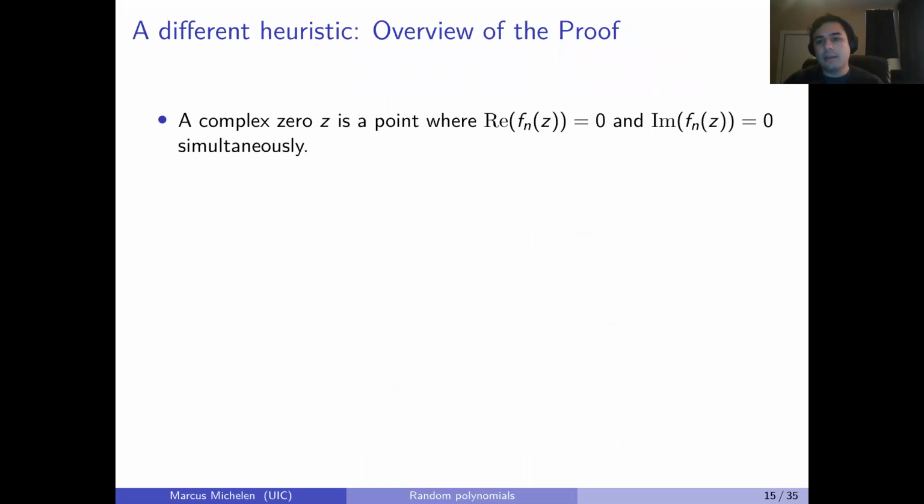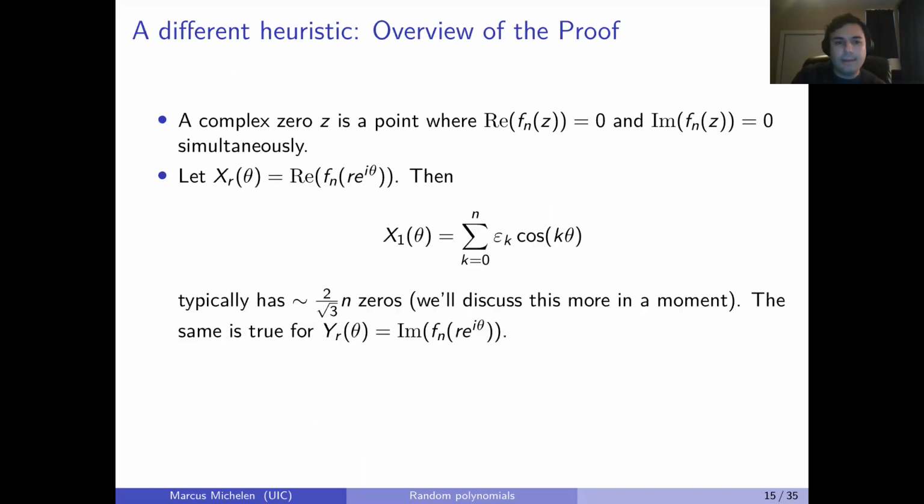So let's start with a totally banal observation. A complex zero is just when the real part and imaginary part of my function are zero at the exact same time. And now let's see what happens if I look at the real part of my polynomial on the unit circle. If I look at the real part on the unit circle, we end up with one of these trigonometric polynomials that we saw earlier. And we know that this has on the order of n many zeros. And if I look at the imaginary part, we have on the order of n many zeros as well.